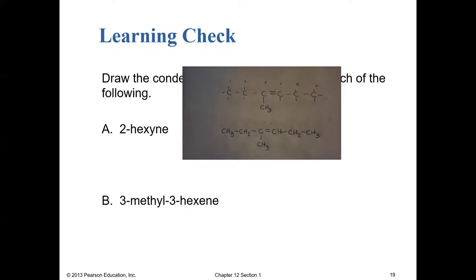So just take your time. Remember, draw that longest chain out first, then number it, place whatever special groups you see out in front, so knowing where that double or triple bond is and any groups. And then what you do with what's left, just make sure all the remaining carbons have 4 bonds and that you've saturated what's left. We just fill in with hydrogens, okay?